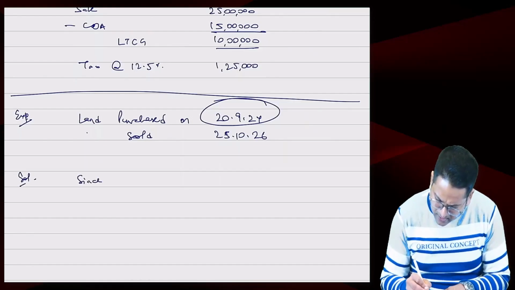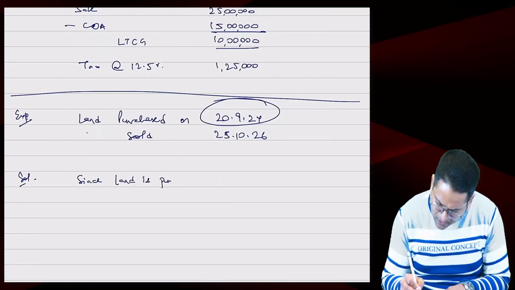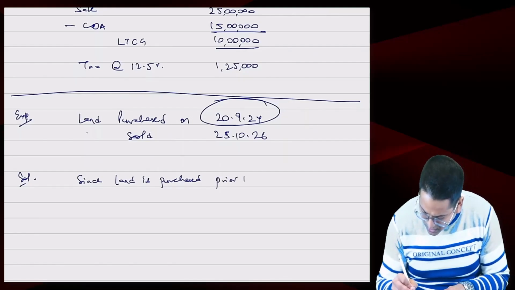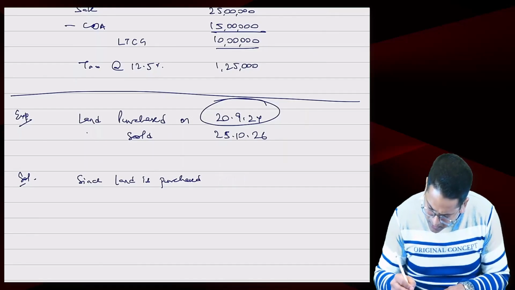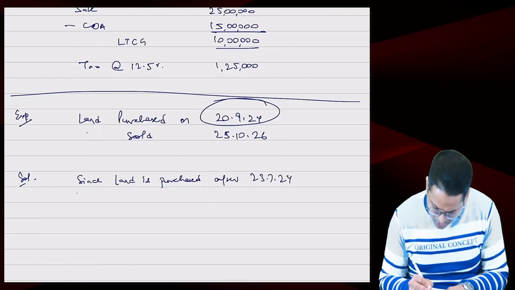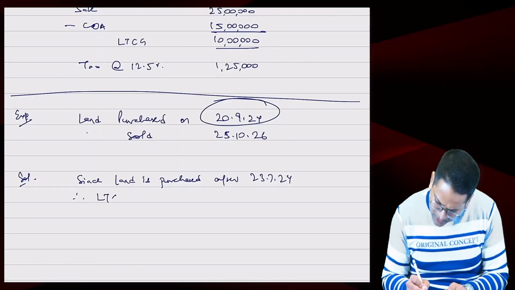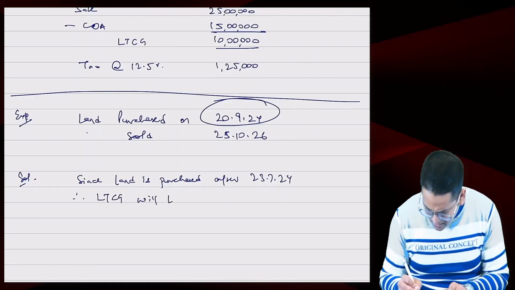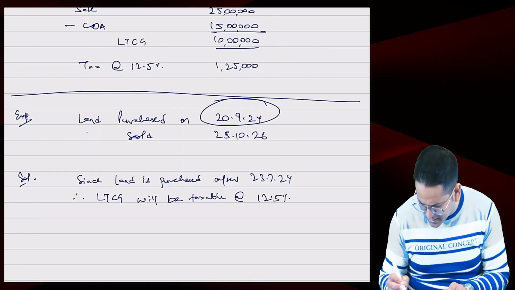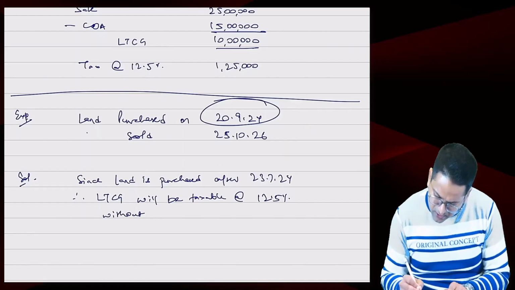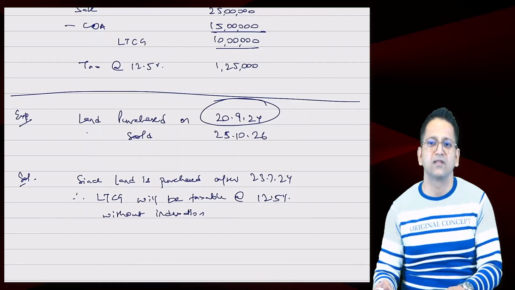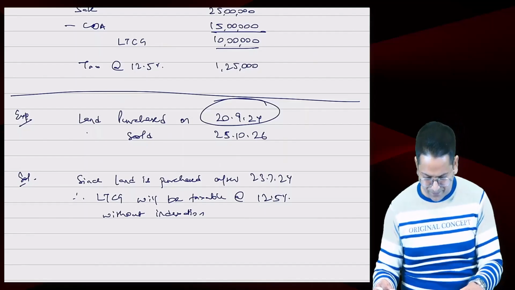Since the land is purchased, I am writing this for you, since the land has been purchased prior to, no, let me check. It is purchased after 23/7/24. Therefore, long-term capital gain will be taxable at the rate of 12.5% without indexation. There isn't much of a story in this. 12.5% tax is paid without indexation.